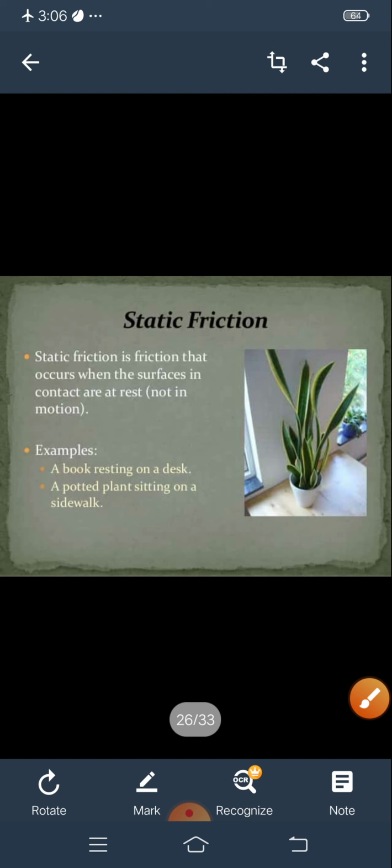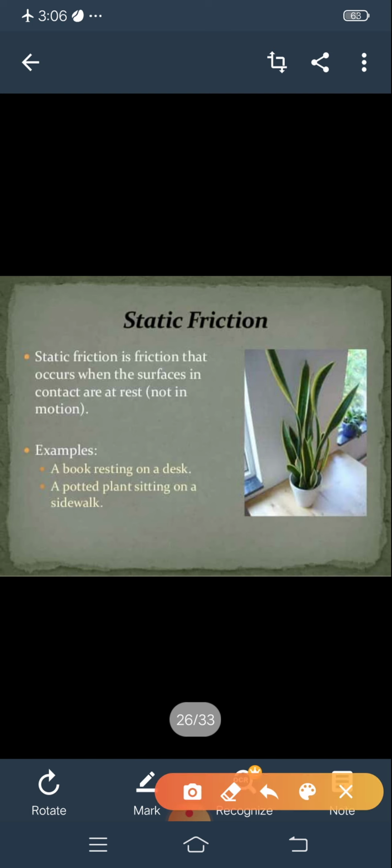Next one, that is static friction. What do you mean by static? Static means rest, so rest friction. Static friction is a friction that occurs when the surfaces in contact are at rest. It means not in motion. See this example, static friction. The plant is there but it is in the rest position.